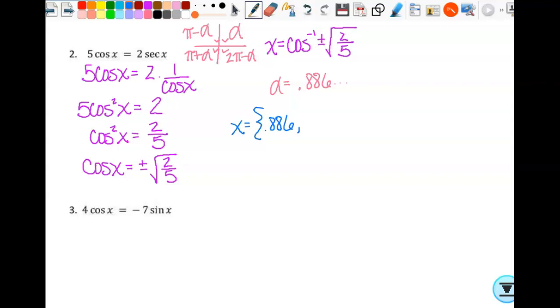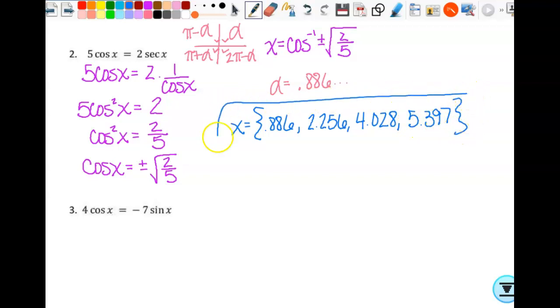All right, y'all find the other ones. I'm going to pause so I get the phone. All right, so what you should have gotten then was 0.886, 2.256, 4.028, and 5.397. Do we agree with that? Any questions at all? All right, good deal.